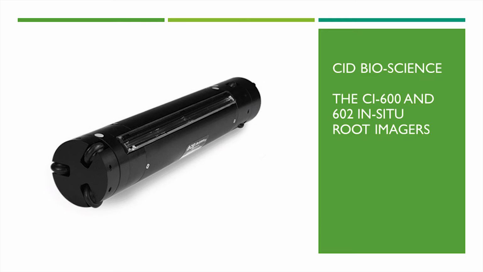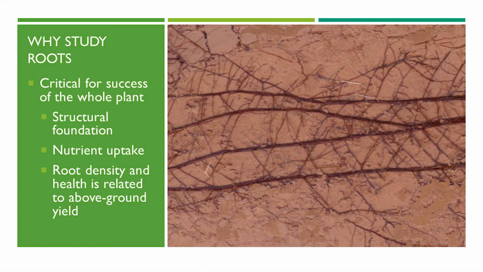Okay, now we'll dive underground with our CI 600 and 602 in situ root imagers. Why study roots? For the obvious reasons that roots are fundamentally critical to the success of any plant overall, which you all are quite aware. But not only can you quantify damage to roots done directly by root-munching insects, you can also assess below-ground effects of topside insects, as well as study the effects of things such as insecticide applications.